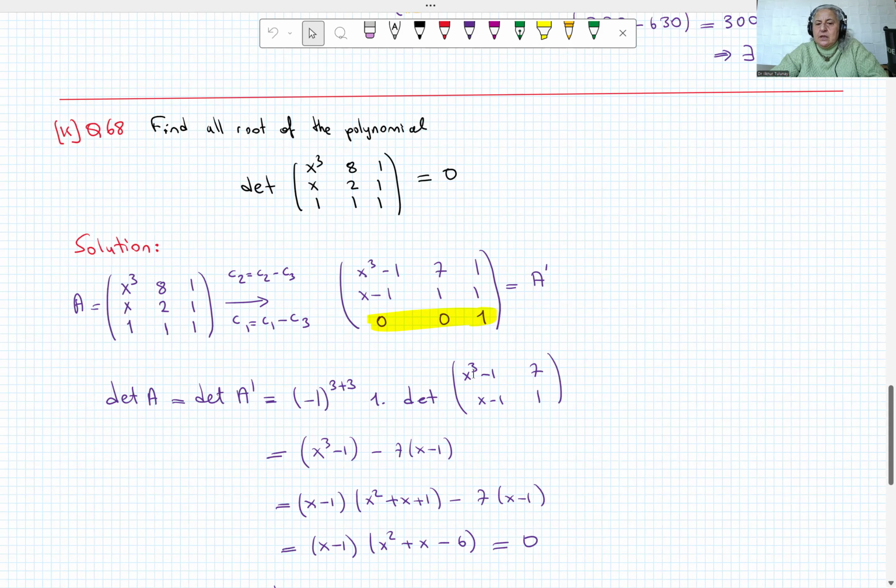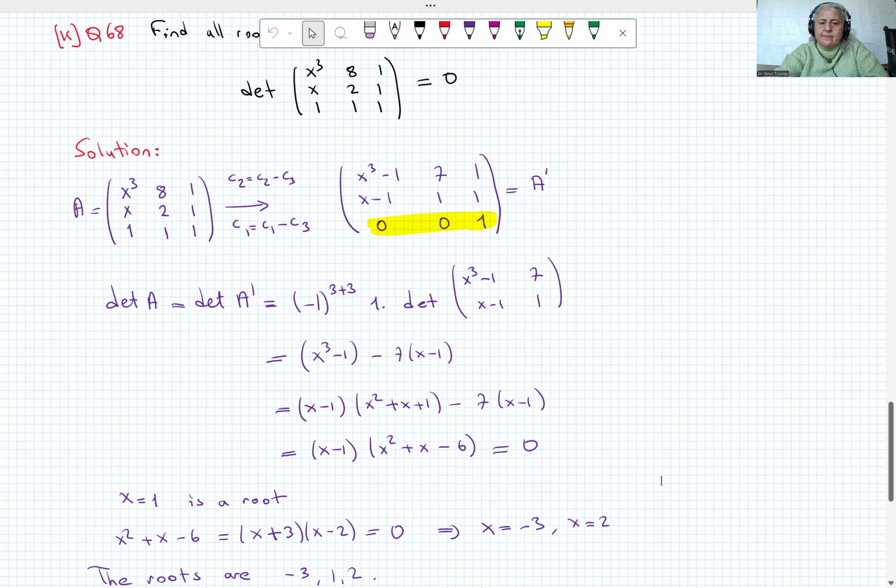The determinant here is this times this, minus this times this. So we have this polynomial. This will give us positive 1. So this times this minus this times this is this polynomial. Organize these polynomials, then we have x minus 1 times x squared plus x minus 3.